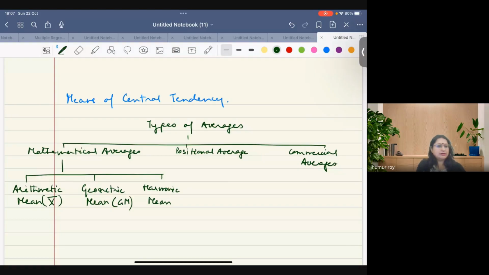Central tendency. One second. Okay, so we'll be starting with, one second. Let me just check. There's some double sound coming.